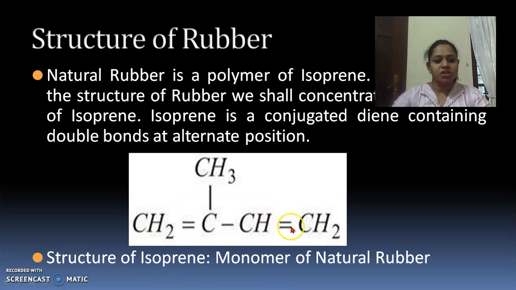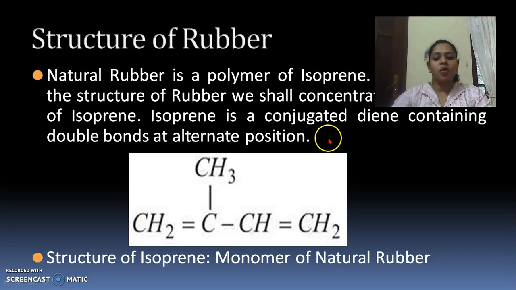Now, this is the structure of the rubber. We call this an isoprene unit. We have got two double bonds. It is a double bond system in its structure. This is known as isoprene. It is the monomer of the rubber.